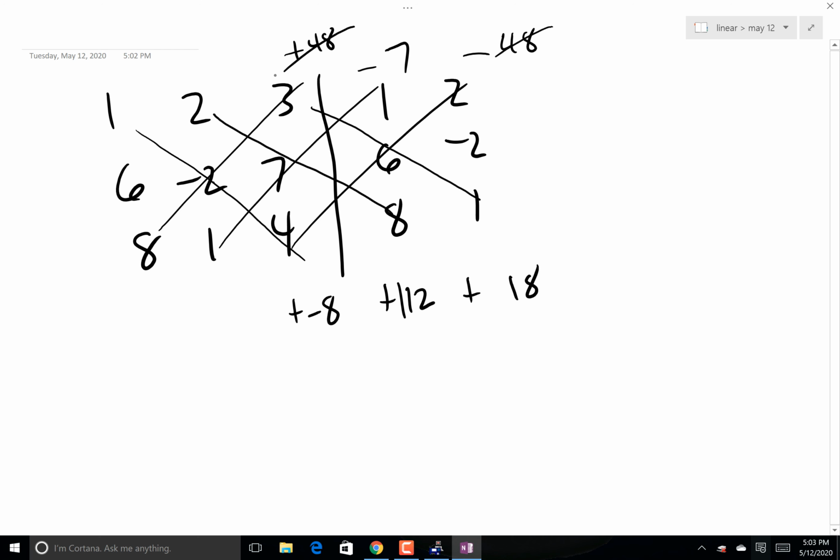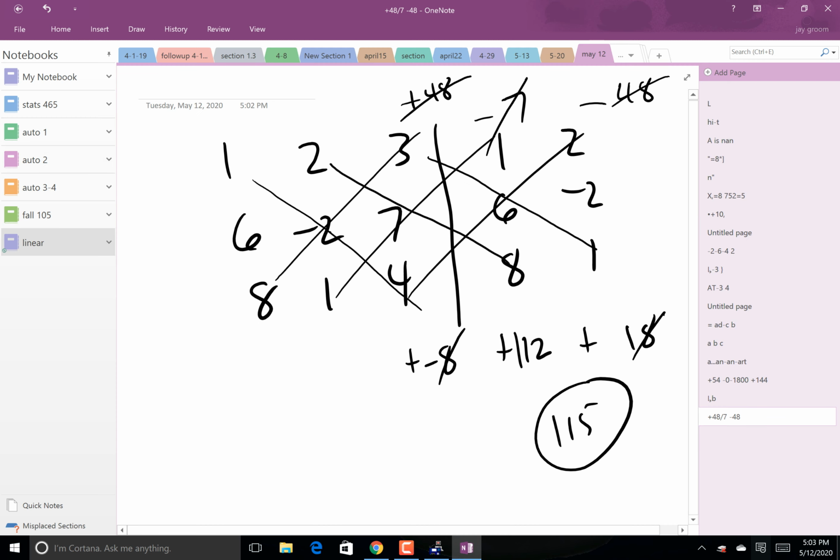And so, I feel like this and this is negative 15, so that gives you a positive 3. So 115 should be your answer. Okay, and that would be it. So it's cool, it works nice. Once you get past a 3 by 3, kind of have to do expansion by minors.